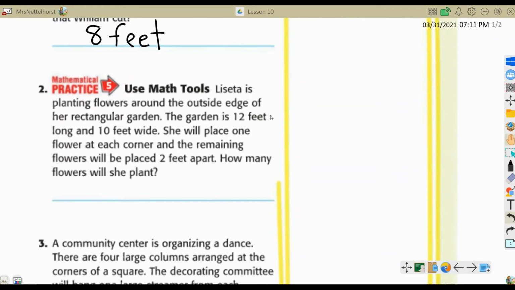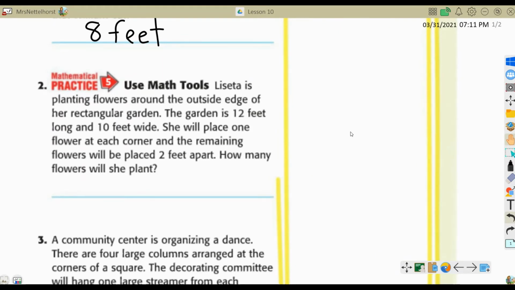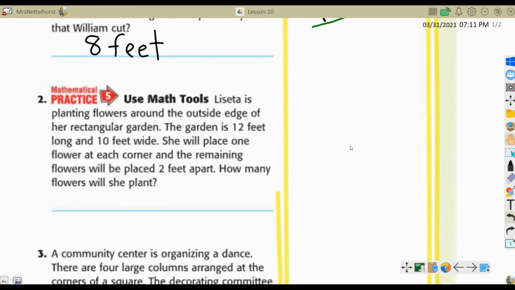Okay, Lisetta is planting flowers around the outside edge of her rectangular garden. The garden is 12 feet long and 10 feet wide. Oops, sorry, no numbers. The garden is some feet long and some feet wide. She will place some flowers at each corner, and the remaining flowers will be placed some feet apart. How many flowers will she plant?